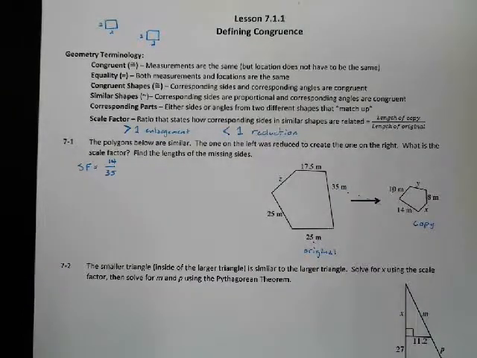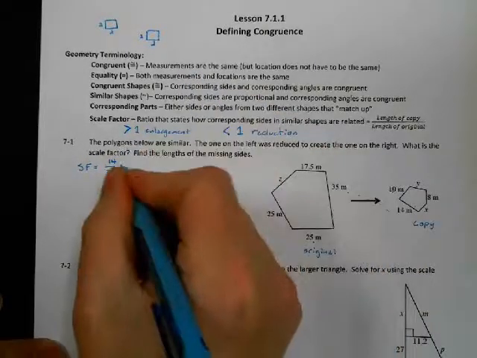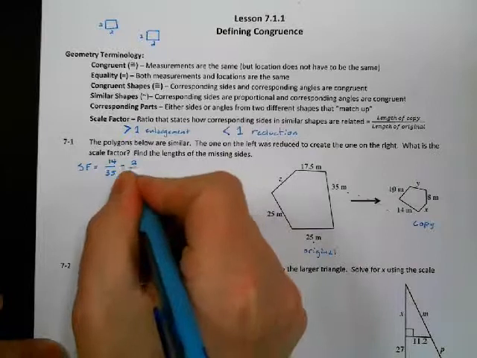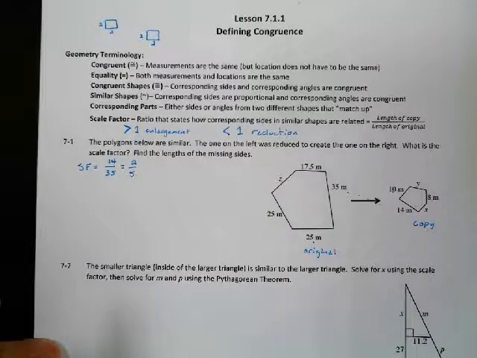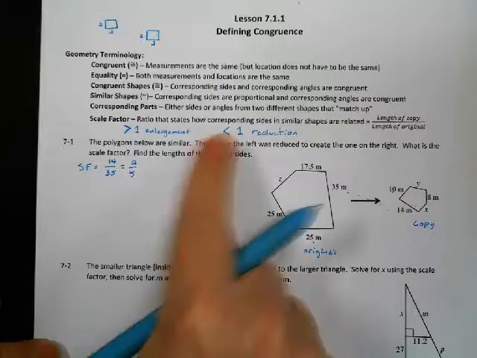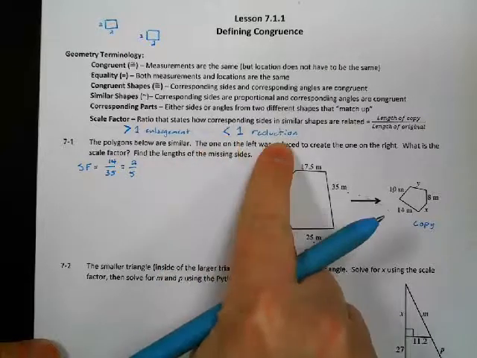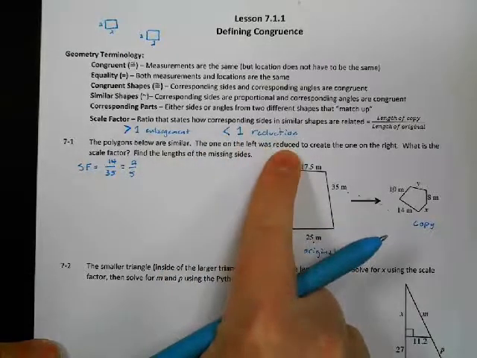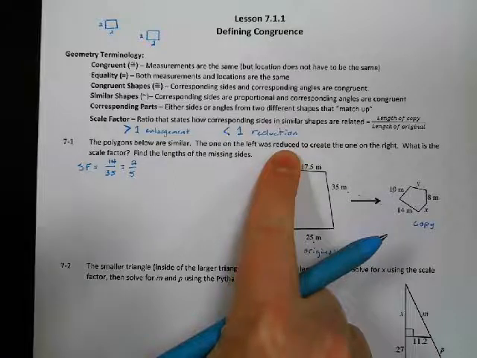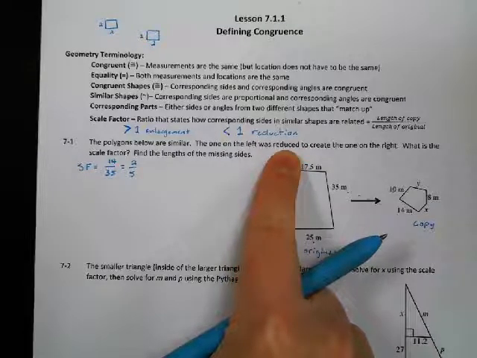Now reducing that, 7 goes into both of those. That reduces to 2 over 5. So that's our scale factor. Now this number is less than 1, which means it's a reduction, and they told us it was reduced. So this makes sense. If you got 5 over 2, it's because you put the original over the copy instead of the copy over the original.